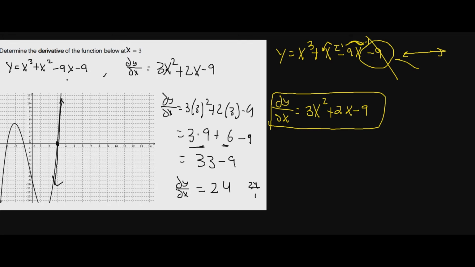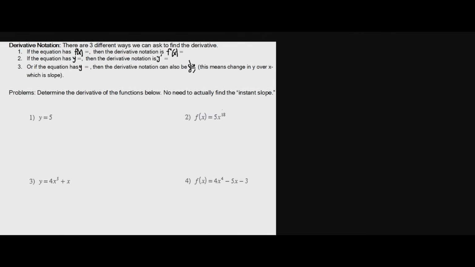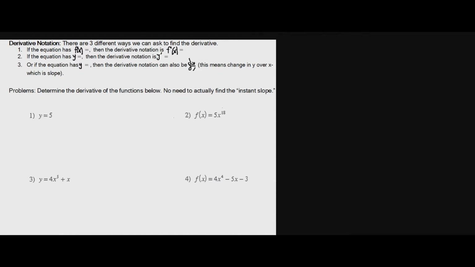All right, so let's go ahead and just take a look at a few more here. We're just going to do 4 of these, okay? And let's just get really good at these problems. So when we do derivatives, I showed you we do y equals, we can do dy dx to refer to trying to find the instant slope. Well, in calculus, there's 3 different ways, and it's really up to the teacher. So we're going to learn all 3 different ways.